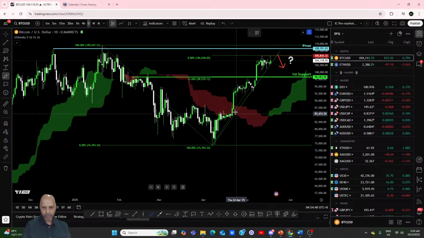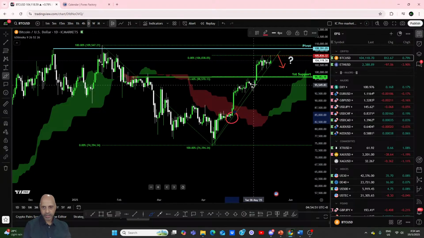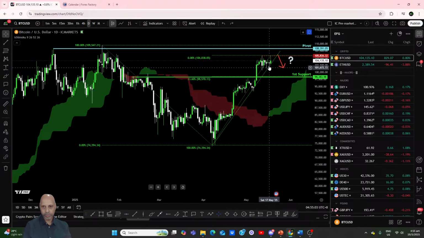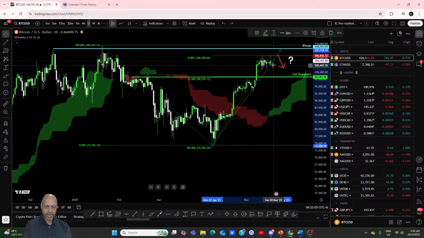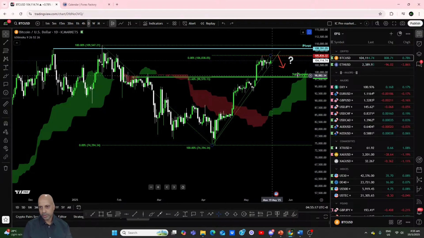Right, we can see Bitcoin bouncing off this ascending trend line a couple of times here, and this is a key area to watch out for this week. This ascending trend line is going to be a pretty important zone, because if Bitcoin does break under this ascending trend line, we are likely to see it fall close towards 100,000, maybe drifting as low as the first support.